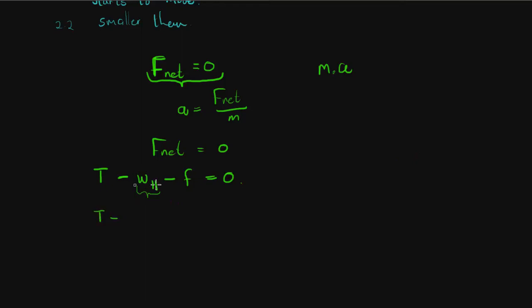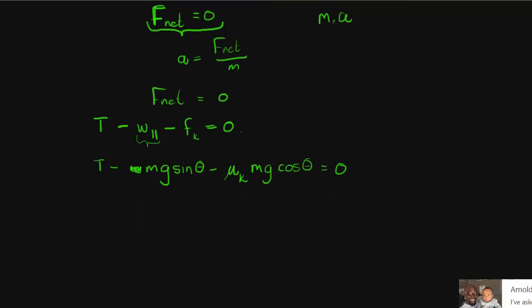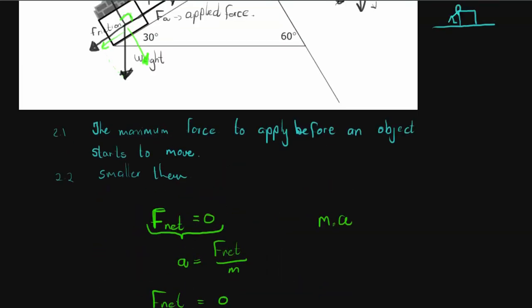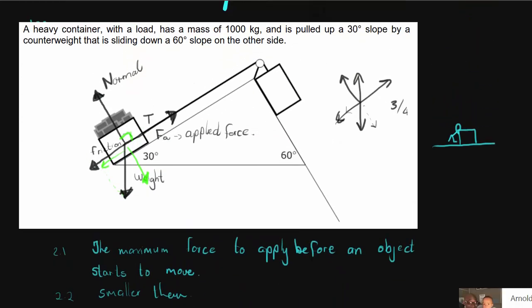So we have formulas for these. This is just weight, which is mass times gravity times sine of theta, the angle of the slope. Friction is, and this is kinetic friction because it's moving, the kinetic friction coefficient times mass times gravity times cos of theta, is equal to 0. And now I simply substitute. It was really a straightforward question.